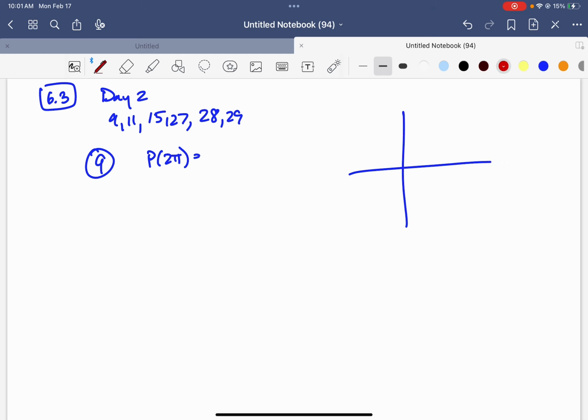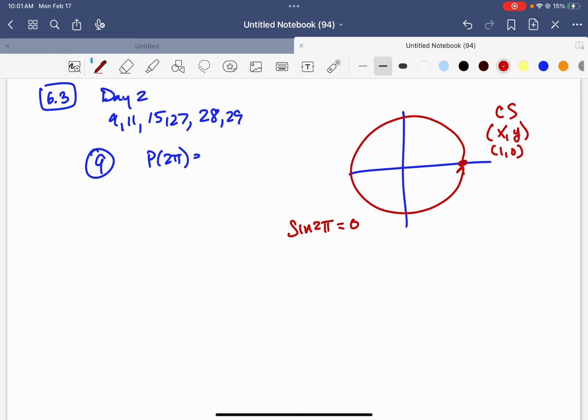So where would you end up if you walk around 2 pi? Well, on the unit circle, if I go all the way around and stop here, my x and y coordinates are 1, 0, so that's my cosine, sine. So that means that the sine of 2 pi is equal to my y coordinate, which is 0. My cosine of 2 pi is equal to 1.